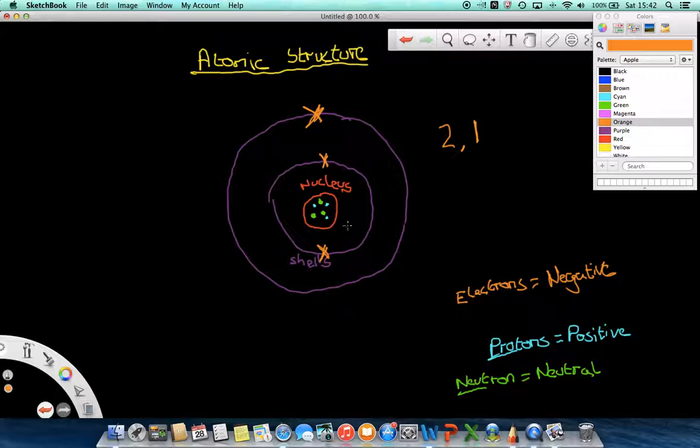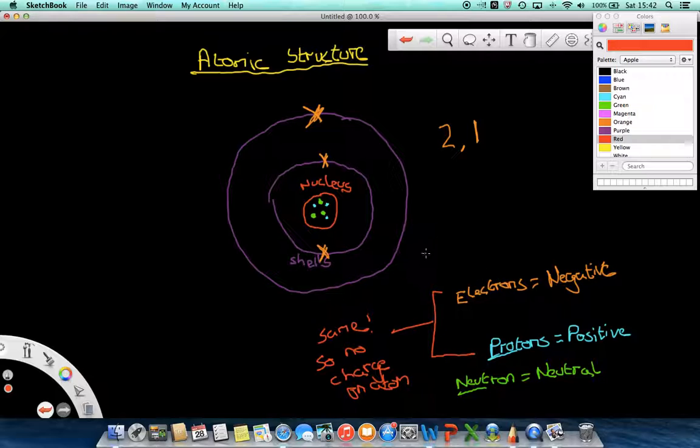Okay? It's important that you understand that the number of protons and the number of electrons are the same, and therefore there is no overall charge on the atom. So electrons and protons are the same. Okay? So there's no charge on the atom, because they cancel each other out.